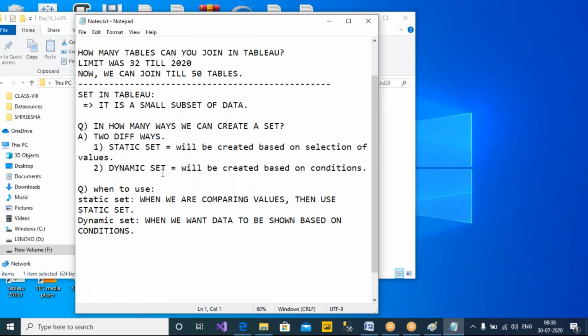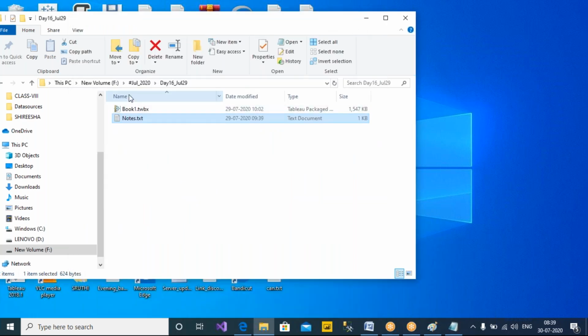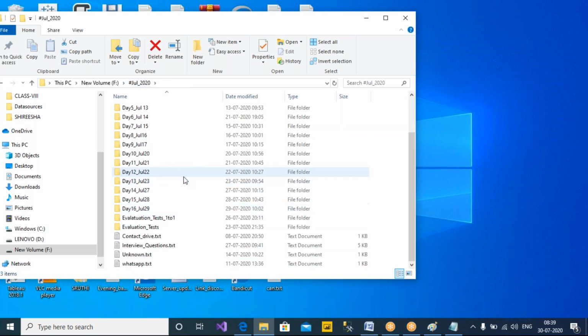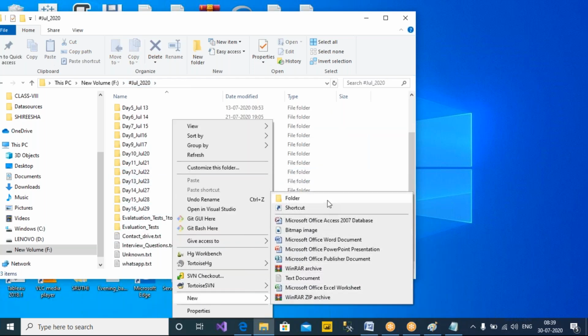Okay, so we were talking about a static set and a dynamic set. All right, so I think we have to see an example. We need to see an example of how it looks. Okay, all right. Let's quickly create a folder and get started.